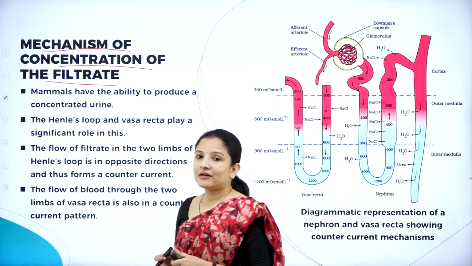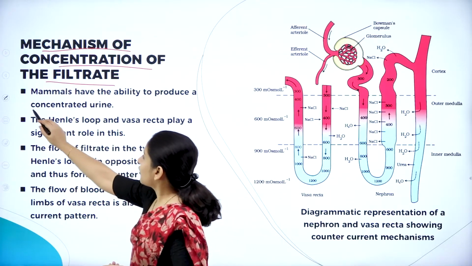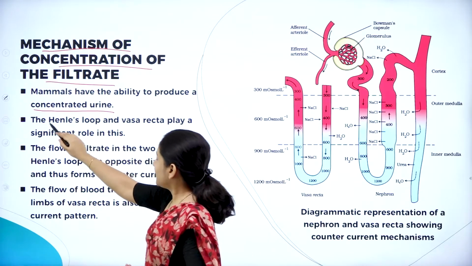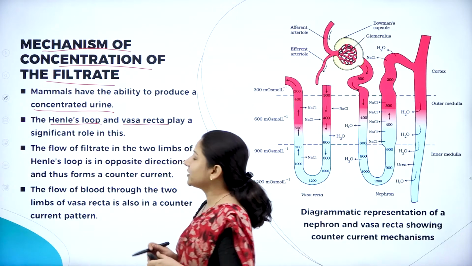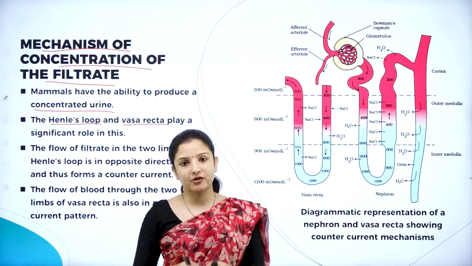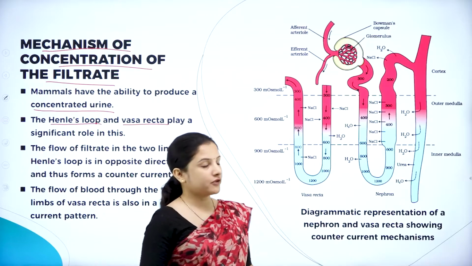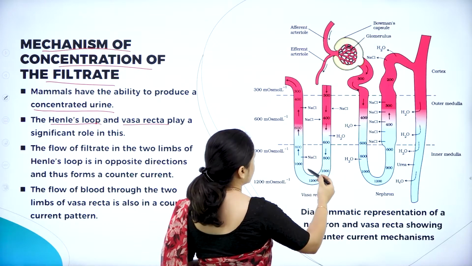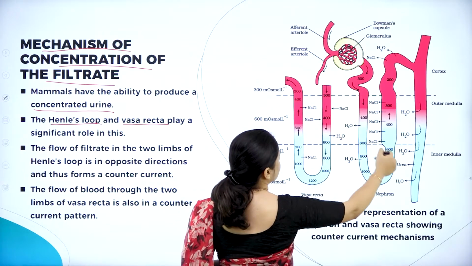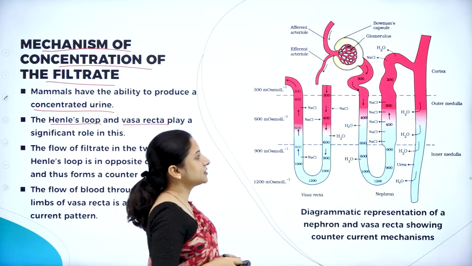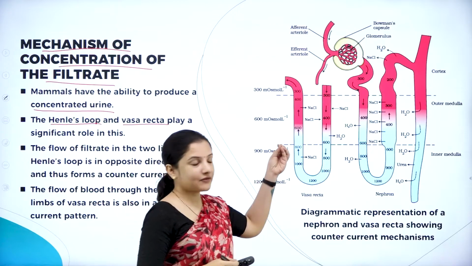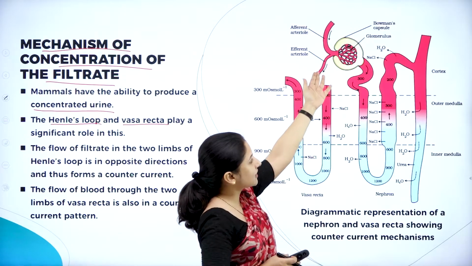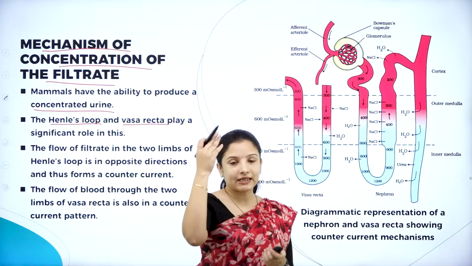So mammals have the ability to produce concentrated urine, and the Henle's loop and the vasa recta are the ones that play a very important role in the concentration of the urine. So we have the Henle's loop here. This part of the kidney is nothing but the Henle's loop. The Henle's loop is the connectivity between the glomerulus, or the Bowman's capsule, and the collecting duct.